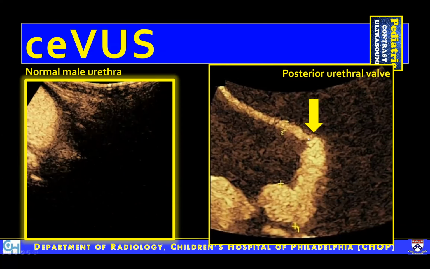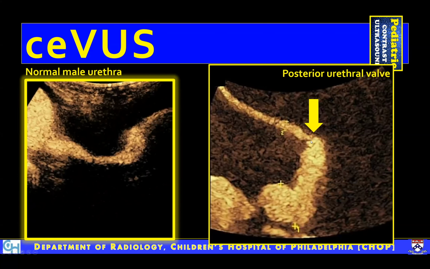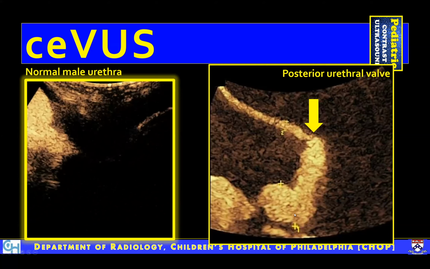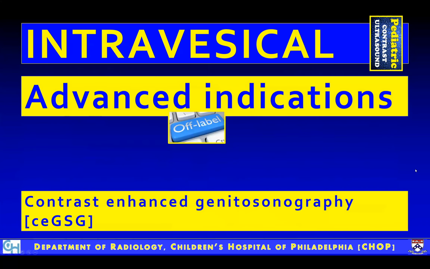But then you can see all kinds of pathologies you are able to detect. This is a posterior urethral valve in a male. So this is a complete examination that can replace voiding cystourethography. Another advanced application, intravesical, is contrast-enhanced genitosonography.